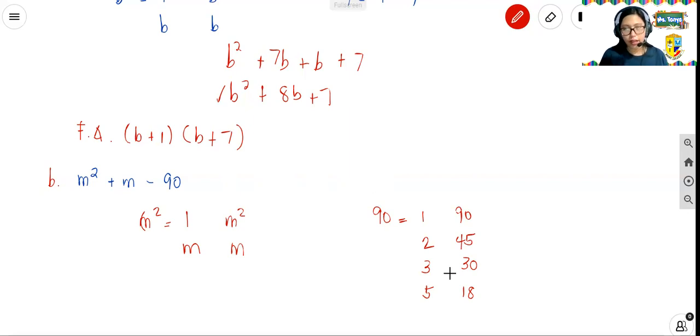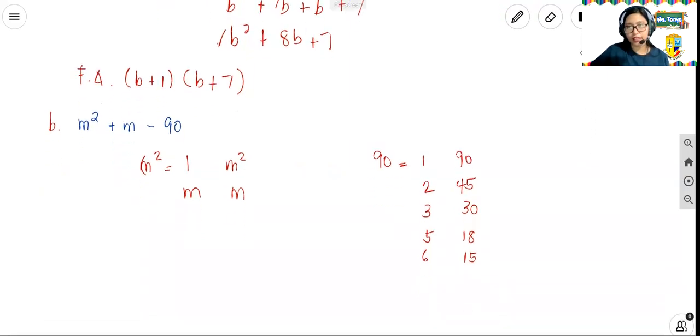We can also have 6 times 15. What else? So 6 and 15, and we can also have 9 times 10. Okay, so these are the factors of 90.